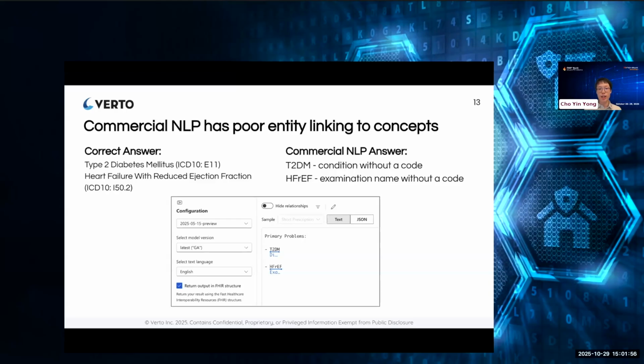In T2DM, it's able to recognize that it is a diagnosis, it's a condition, but it shows as a condition without an associated code. So in terms of actionability, it's not an actionable thing that we can do with downstream applications. Even worse is HFrEF. Again, a very, very common diagnosis that a patient will get, especially in primary care notes, and it incorrectly identifies it as an examination name, again without a code. So these are two of the prime examples where current commercial NLP algorithms really do not do well on converting to FHIR.